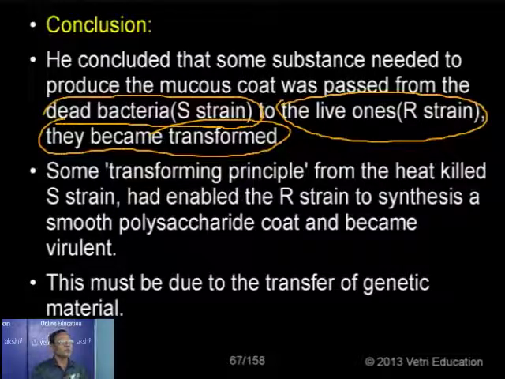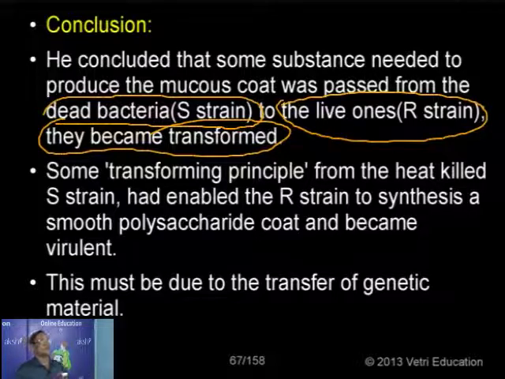So that transforming principle means something was responsible for converting the R strain into the S strain. That process is called transformation, changing of one form into another form. Here the R form has been transformed into the S form. So the transforming principle from the heat killed S strain enabled the R strain to synthesize the polysaccharide mucus coat so that they became transformed.